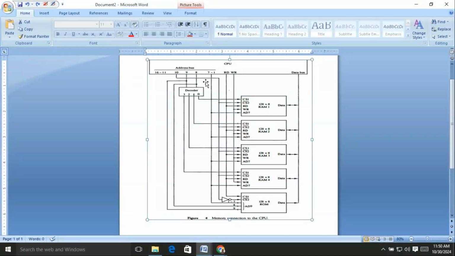I hope you can understand the interconnection structure of the RAM and ROM chips to the CPU. Thank you.